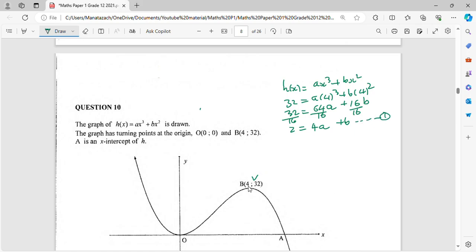So let's call this equation 1. Again, B is the turning point, which means at the turning point you can get the first derivative and equate it to 0. So the first derivative, h prime of x, will be 3ax squared plus 2bx. Then you say that's equal to 0. We know that point B has the x coordinate 4. So instead of x, we'll replace x by 4.